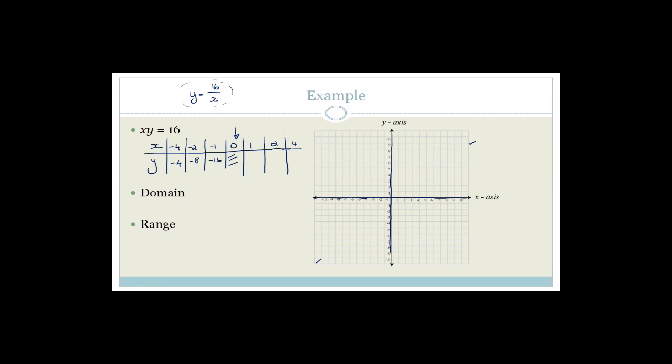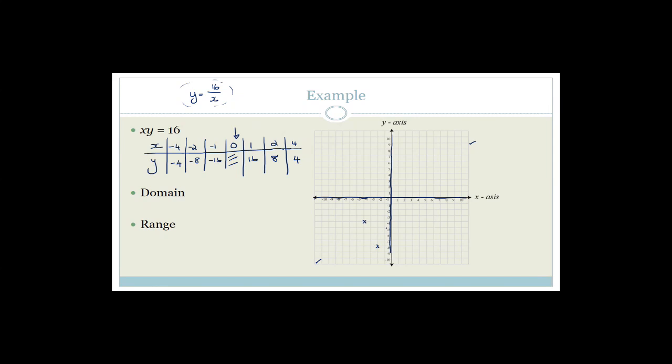Then, if x is 1, y is 16. If x is 2, y is going to be 8. If x is 4, y is going to be 4. Okay, so let's plot these down. If x is minus 4, y is minus 4. So to check this, here we go. If x is minus 2, y is minus 8.